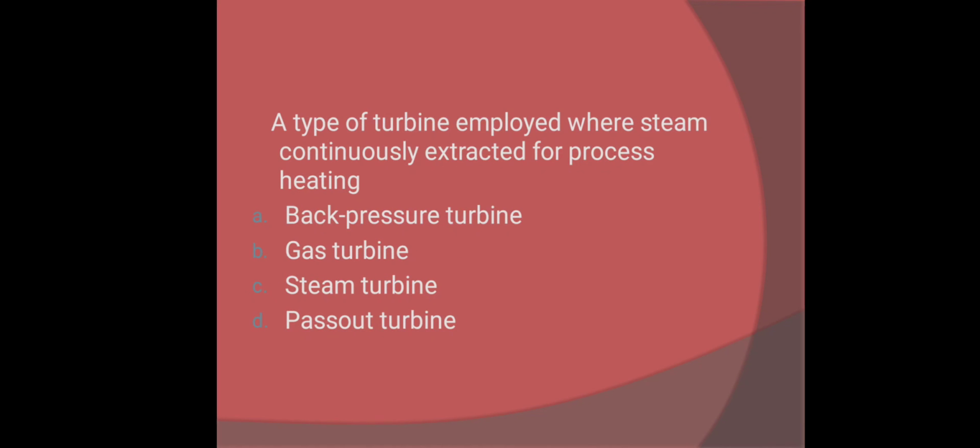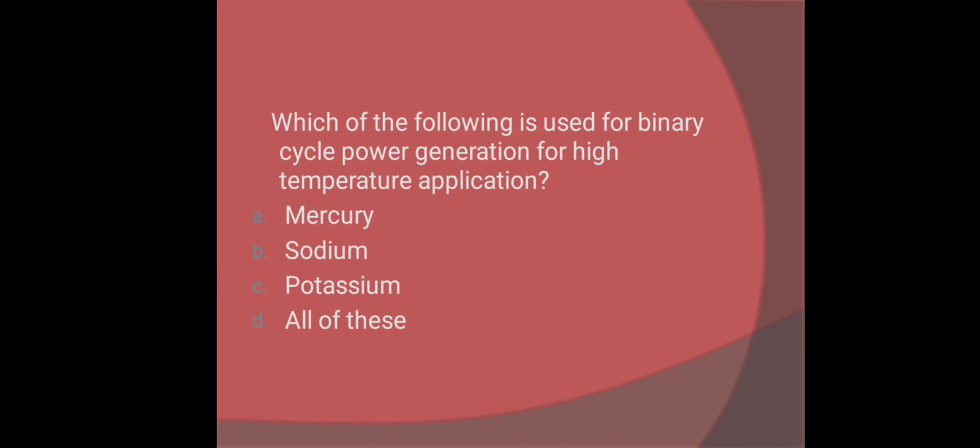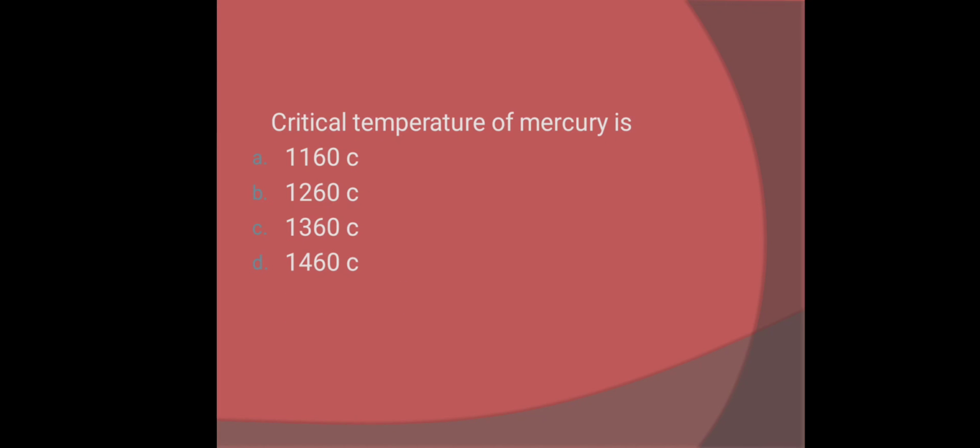A type of turbine employed where steam is continuously extracted for process heating. Sagot natin dyan ay pass-out turbine. Letter D. Which of the following is used for binary cycle power generation for high temperature application? Sagot natin dyan ay letter D, all of this. Yung mercury, sodium, and potassium. Next, critical temperature of mercury is blank. Sagot natin dyan ay 1460 degrees Celsius.